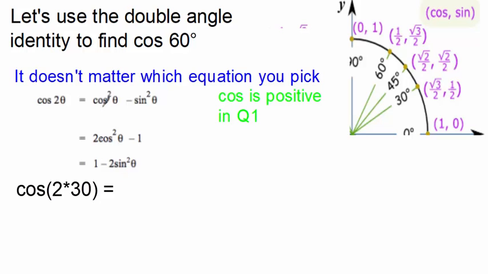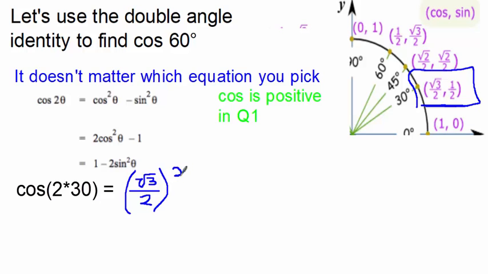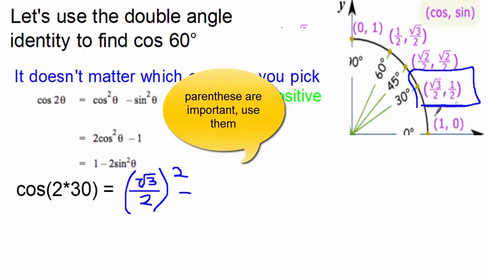So everything I'm going to plug in here is going to be about 30 degrees, not 60 degrees. So I'm using the top one here, cosine squared theta. That means I'm going to take the cosine of 30, those are in here, cosine of 30, and then I have to square that whole thing, minus the sine, and I have to square that.